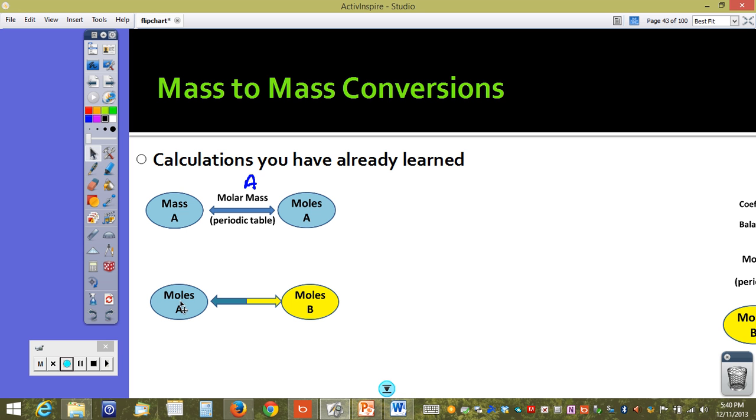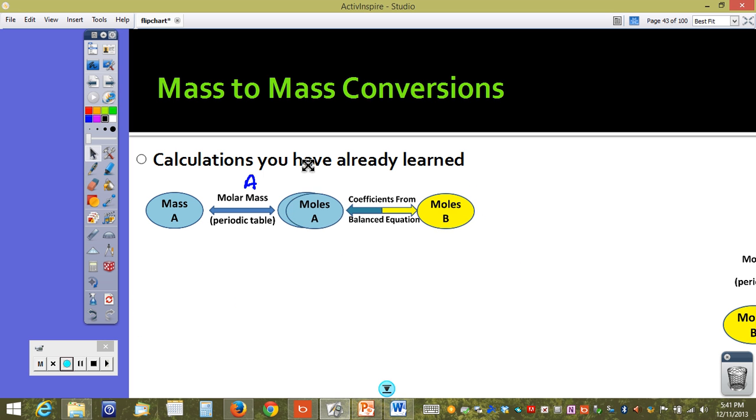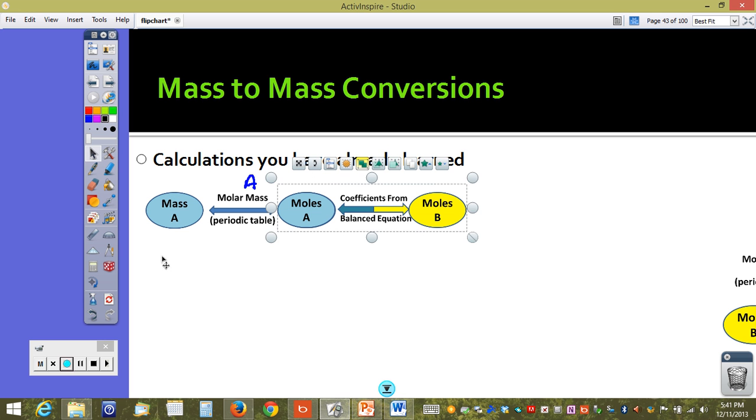The second type of reaction you have learned how to do is going between moles of one compound, so compound A, to moles of a new compound, compound B, which is why we have two different colors. Moles to moles requires that you use the coefficients from your balanced chemical equation. Now these two steps can be put together to make longer problems. So for example, you can go from mass of one thing to moles of a new compound as long as you have a periodic table to find the first molar mass and then a balanced chemical equation for the coefficients.